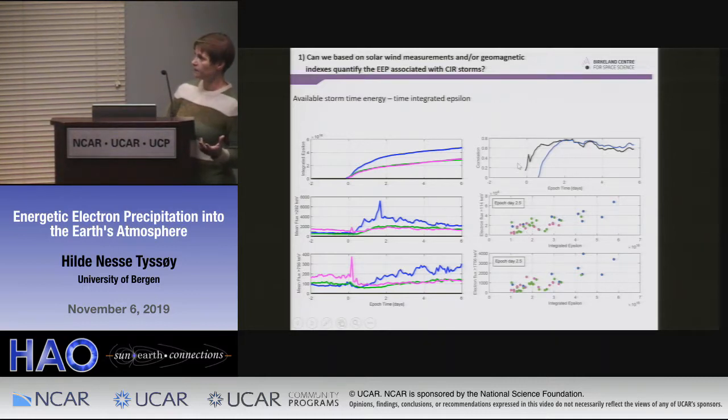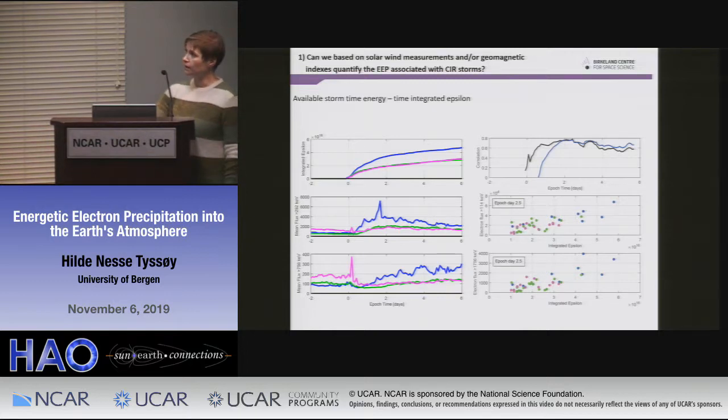dependence. In fact, you see here that the group 2 and group 3 storms basically have the same available storm time energy, and they have the same level of fluxes after the storm, regardless if they started out with quite different storm time fluxes. And this might point to a possibility that epsilon could be used to estimate how many particles are being precipitated.